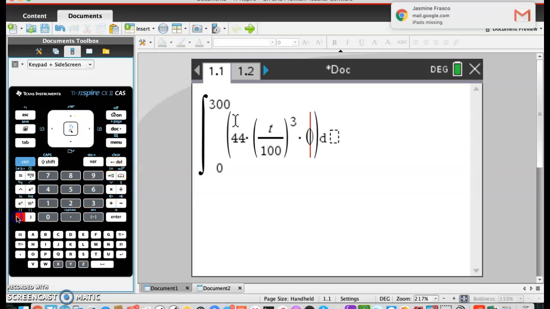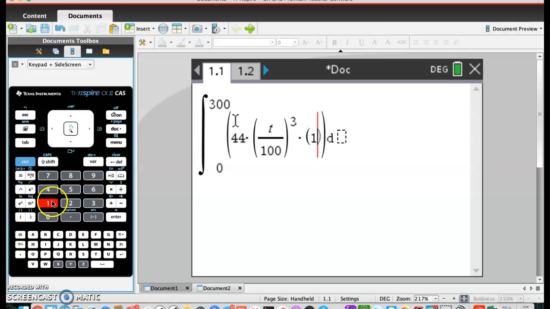Times, start parentheses again. If you're going to make a mistake here, it's going to be on the calculator part. That's why they're testing out all these things. t over 300, outside the parentheses, not yet outside, outside to the 7th, dt.